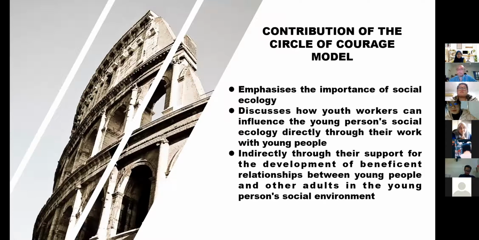The last part is the contribution of the Circle of Courage model. First is to emphasize the importance of social ecology and discuss how youth workers can influence the young person's social ecology directly through their work. And the last one is indirectly, through their support for the development of beneficial relationships between young people and other adults. Okay, so this model sounds like what we've already discussed in class. One week we discussed a certain type of relationship. Do you remember? This sounds like what type of relationship? Who can remember?